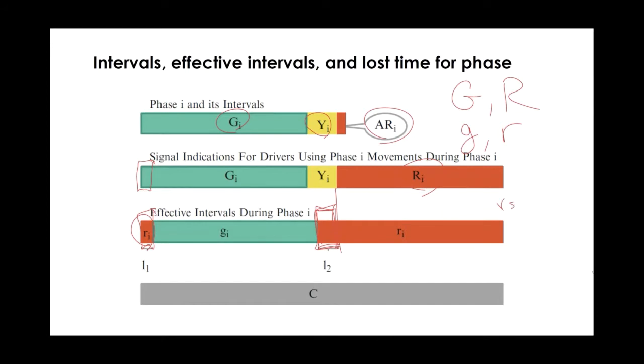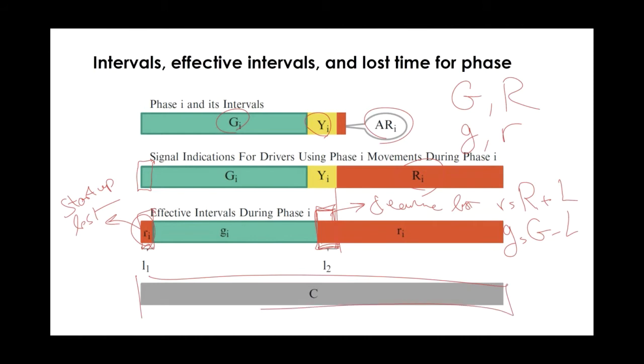So the total lost time, and small r is the effective red time, which is equal to the nominal red time plus the total lost time, while small g, or the effective green time, is the capital G, the nominal green time, minus the total lost time, including the startup lost time and the clearance lost time. So this is the startup lost time, and this is the clearance lost time.